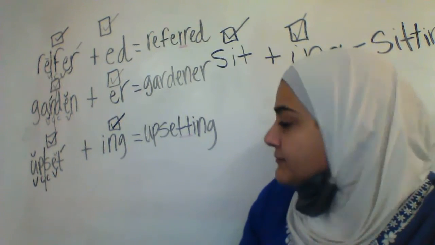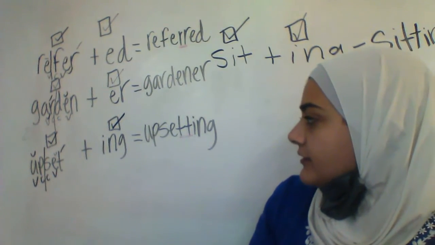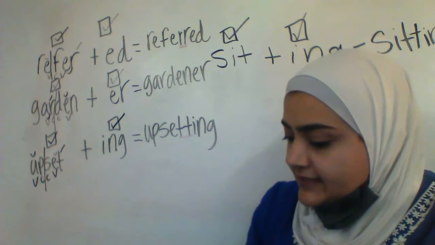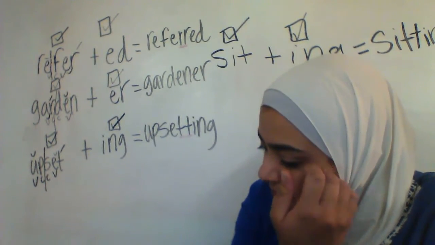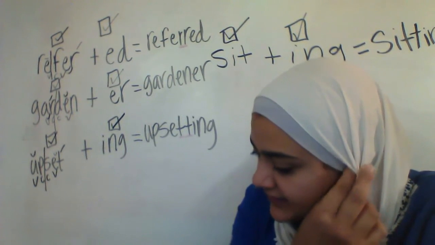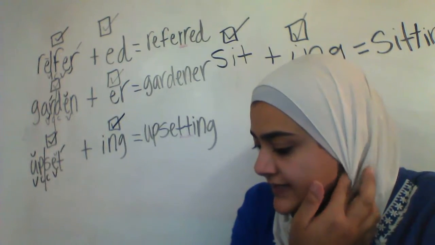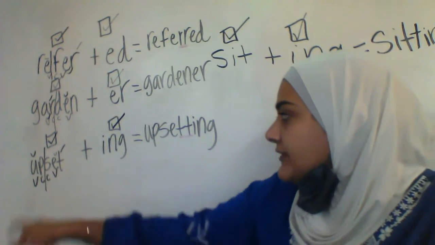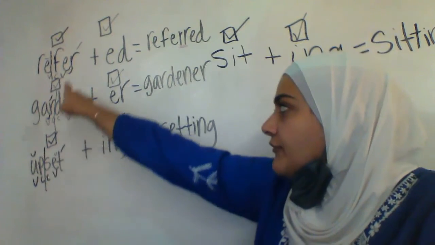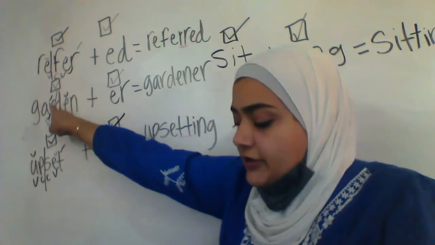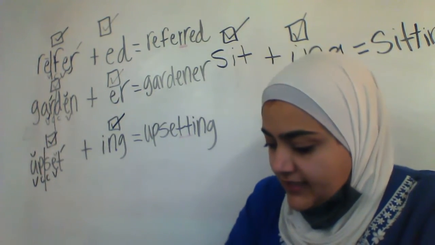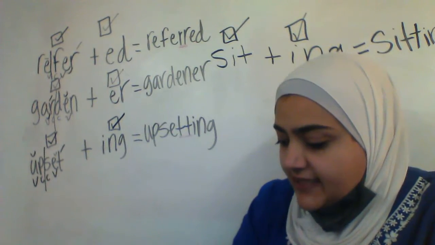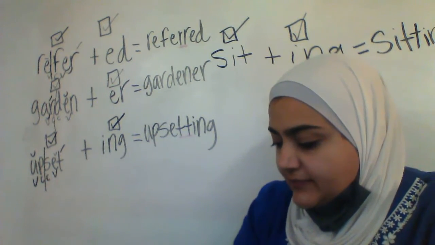The final stable syllables are both accented. The final stable syllable are both accented. The final stable syllables, whereas in the word garden, the first syllable is accented. Look how the accent in upset is at the end, refer is at the end. The accent in garden is in the beginning of the word. This is something we briefly discussed once before.